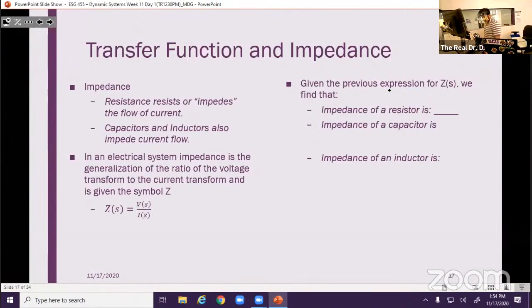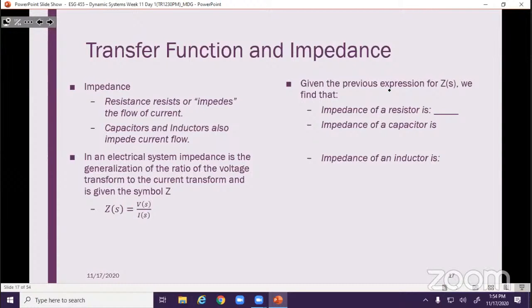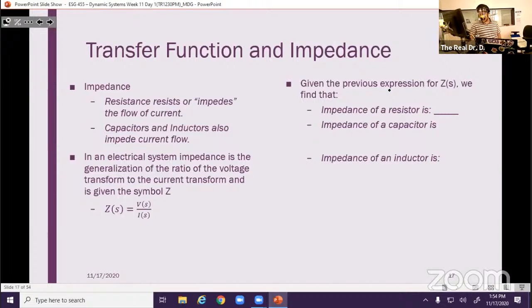Does this equation look similar to any other equation that we have used in the past? Ohm's law? Ohm's law, 100%. It is Ohm's law. If I rearrange this, I've got my voltage is equal to some impedance times I of S. So it looks like Ohm's law.